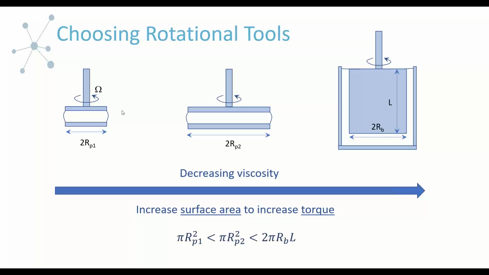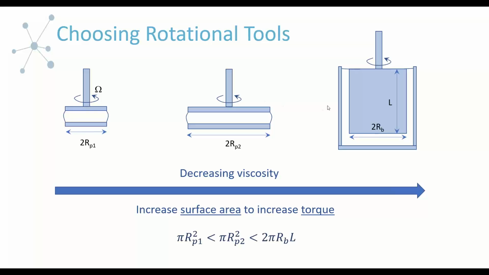So the general rule of thumb is that when you're dealing with very high viscosity fluids, you want to use a small dimension tool, so a small diameter parallel plate or small diameter cone and plate. And then as your viscosity starts to decrease, you want to start ramping up the surface area of the tool. So first you'd move to larger parallel plates or cone and plates.